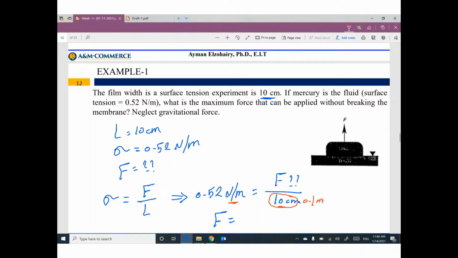At this moment, I can say the required force will be 0.052 Newton. This force will maintain the contact between the surface of the mercury and the surface of the film. It's a very easy, very direct problem about surface tension. We have only one relationship connecting the surface tension, the applied force, and the length of the contact between the two surfaces. Then we can figure out the missing term.